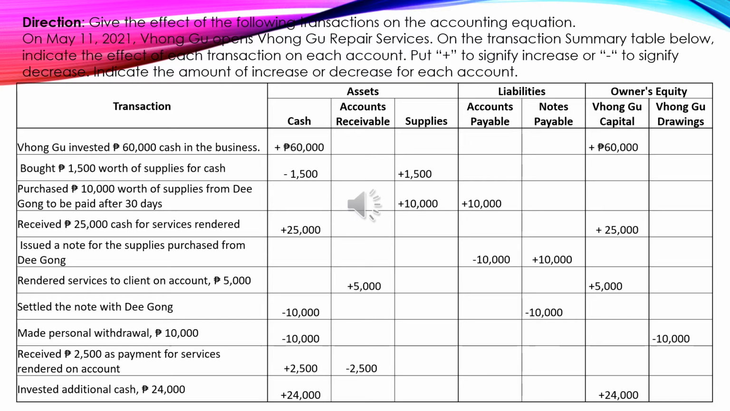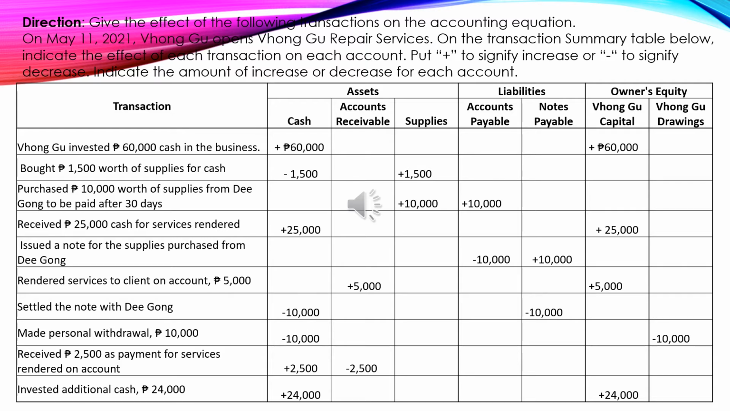So this is how we analyze the transactions. For the first transaction, Vongo invested 60,000 cash in the business. So as you can see there, the cash increased amounting to 60,000, and that is an investment of Vongo, so that would form part of the equity or the capital of Vongo, which will be considered an increase in equity. Next, bought 1,500 worth of supplies for cash. So supplies is an asset, and it was paid for with another asset in the form of cash.